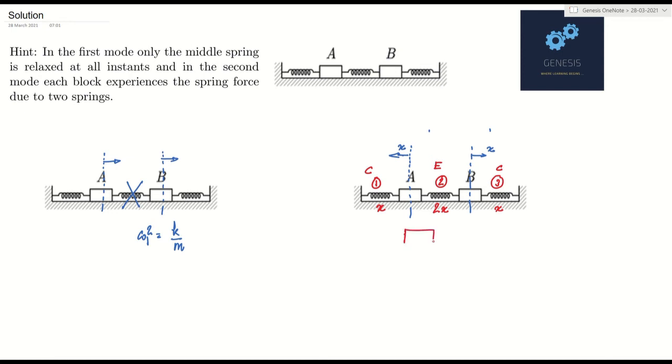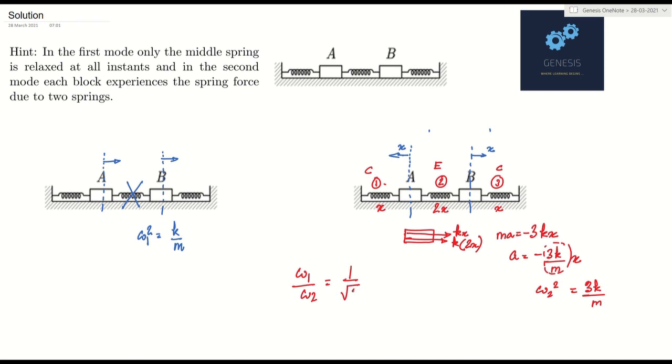Draw the FBD of any one of the blocks, say of block A, then due to spring 1, there is a force Kx like this, and due to spring 2, it is going to pull it like this with a force K into 2X. So the net force acting on it is 3Kx, and MA will be equal to minus 3Kx in this case. Therefore, A is equal to minus 3K by M times X. So this quantity is your omega 2 square. So omega 2 square is 3K by M. So omega 1 by omega 2 will become 1 upon root 3.